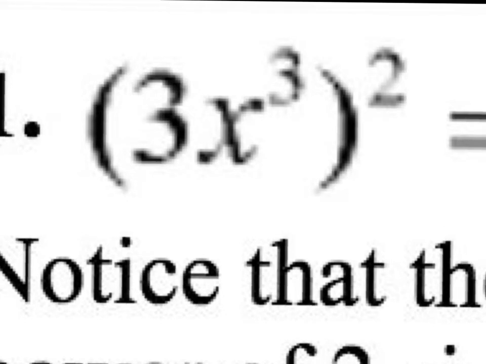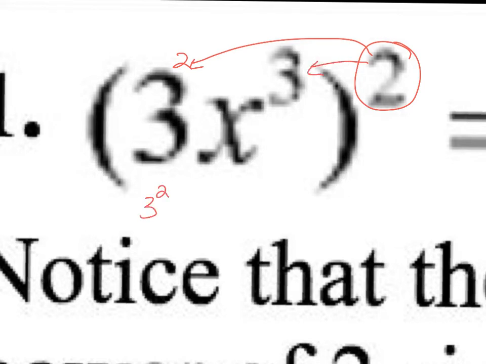3x to the third raised to the power of 2. Pay close attention to the fact that here, only the x is being raised to the 3. This is really 3 times x to the 3. So the shortcut would be take that 2 and distribute it here. So it's 3 to the power of 2. And power to power multiply. X to the 3 times 2 is 6.